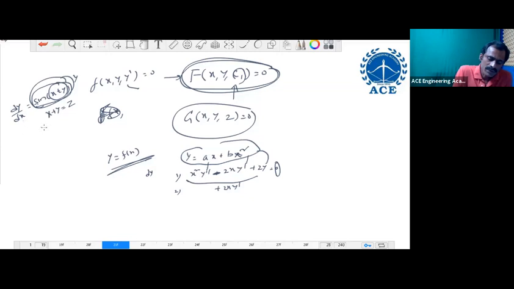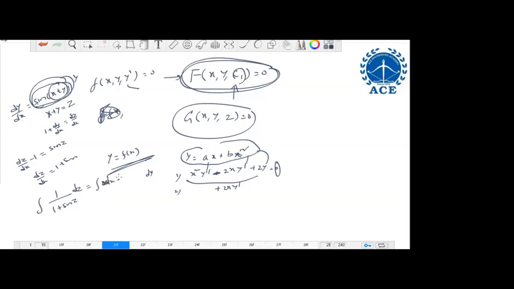This becomes 1 plus dy by dx equal to dz by dx. So dz by dx equal to 1 plus sine z, since dy by dx is sine z. Integral of 1 by 1 plus sine z dz equal to integral of dx.